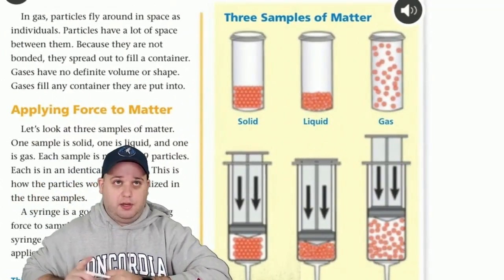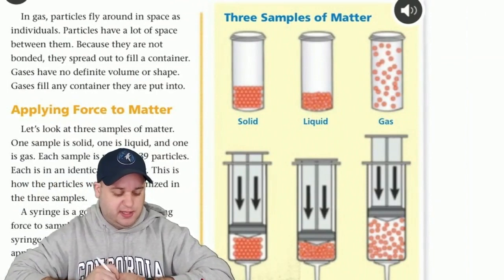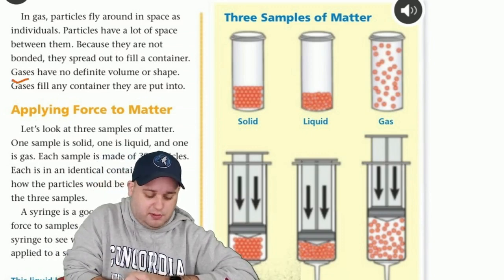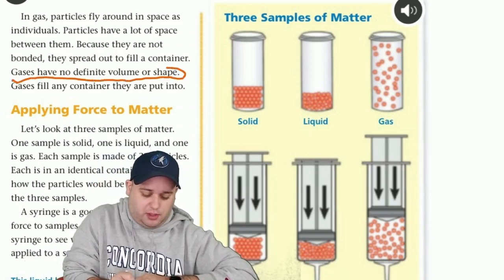In gas, particles fly around in space as individuals. Particles have a lot of space between them. Because they are not bonded, they spread out in a container. Gases have no definite volume or shape. Gases fill any container they're put into. Okay, so this is maybe the third time we've heard this, so it's probably important.